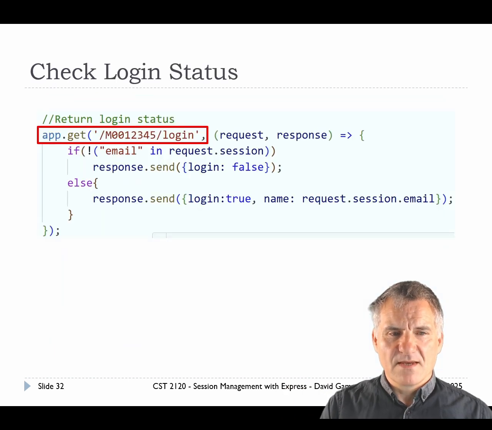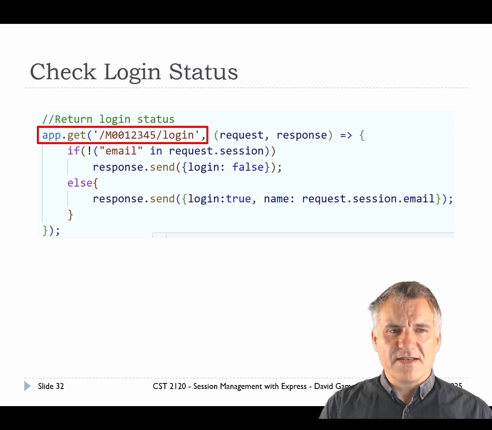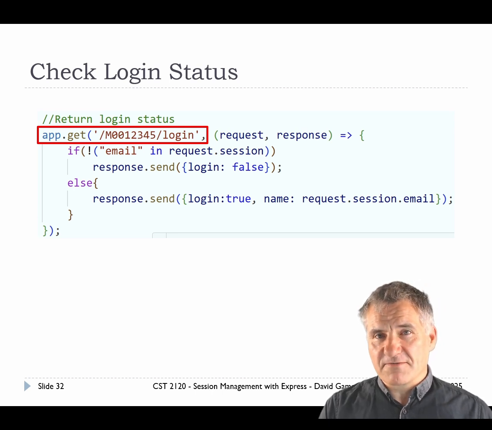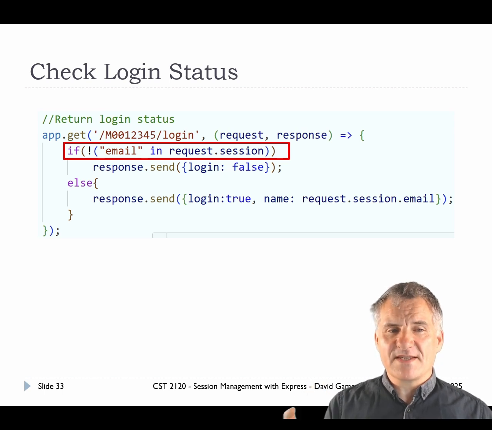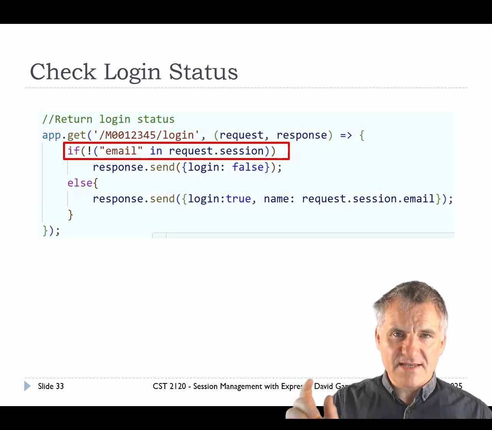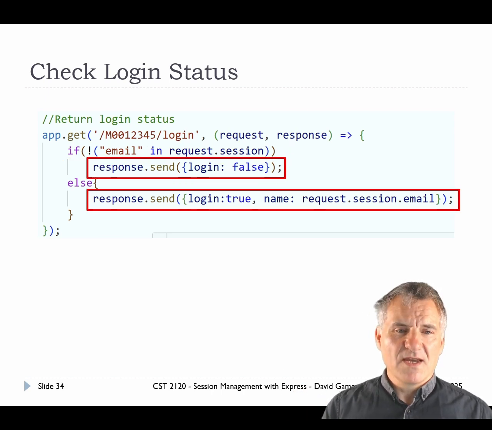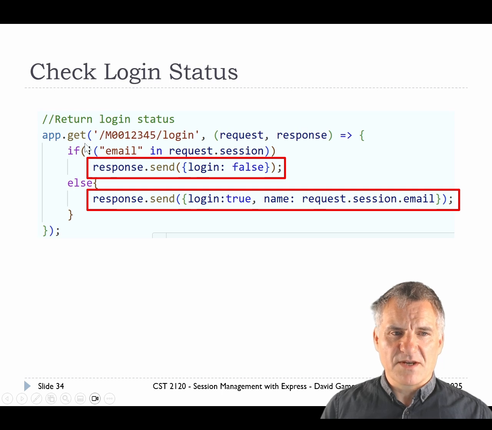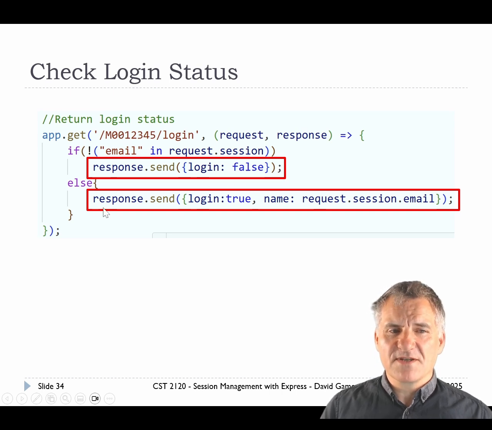Now to check the login status, we can do that using the request session, right? So here we've got get login, which is basically going to return the login status. And it's really easy. All we need to do is see if the request session has the email key set in there. And if it is, we respond with login true. Otherwise, we respond with login false. It's got a not statement here. So obviously then, if there's no email in the request session, it says login false. If there is, it echoes back the email of the logged in user.